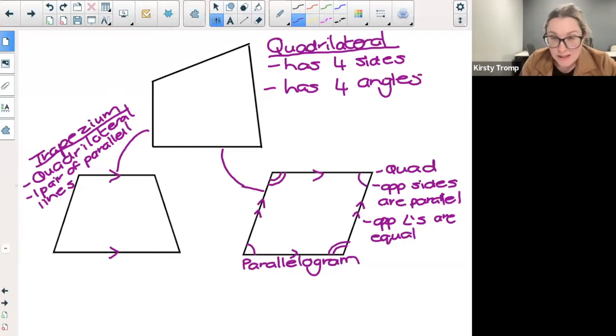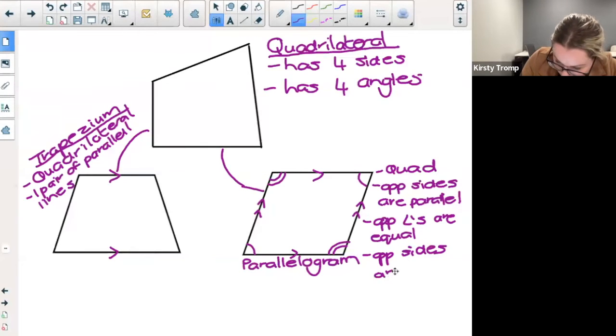And the last thing we need to add is that the opposite sides are also equal. The opposite sides of a parallelogram are also equal. So that means that this side is equal to this side, and this side is equal to this side.